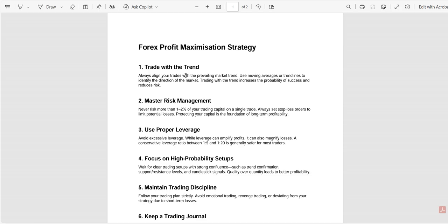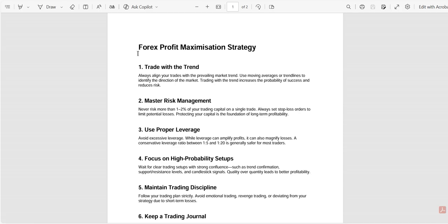So it's very important. The basic information that people should be sharing with you when it comes to trading is the psychological concepts, the psychological strategies that you're supposed to utilize in your trading journey. So this is what we're going to be talking about today, the forex profit maximization strategies.